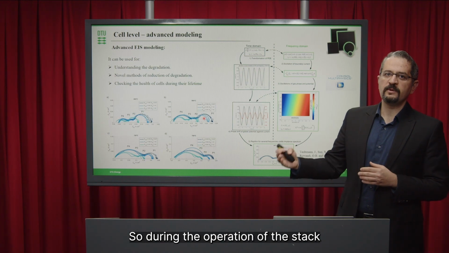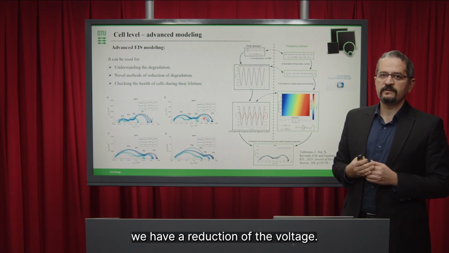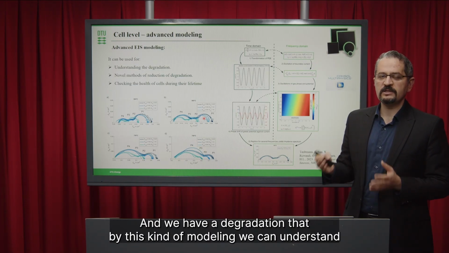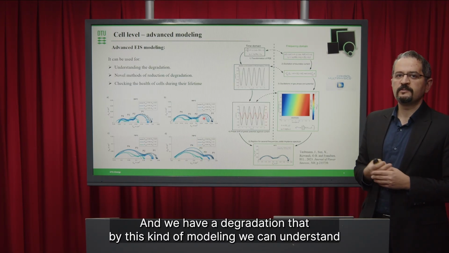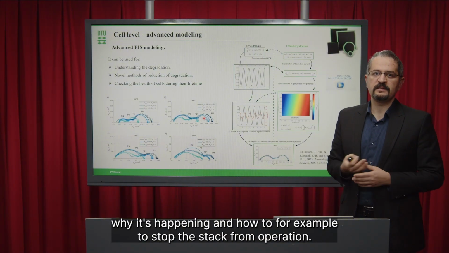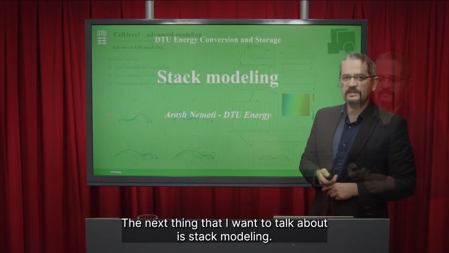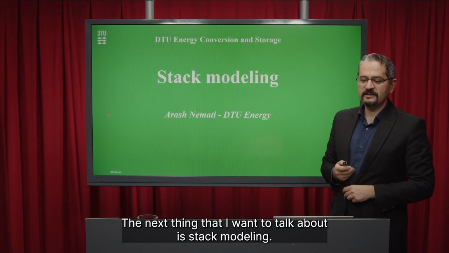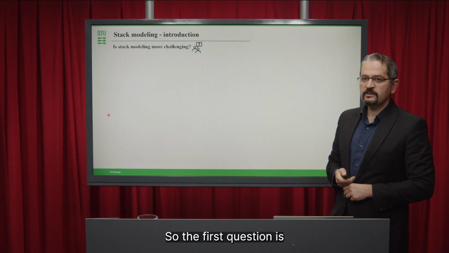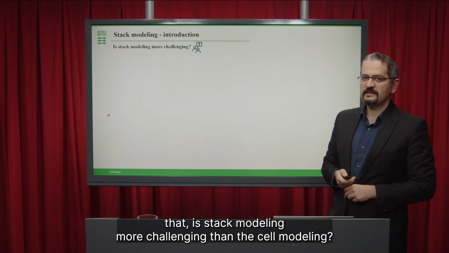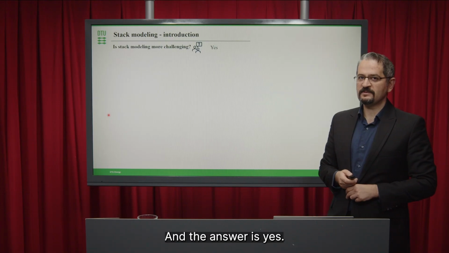During the operation of the stack, we have a reduction of the voltage, and we have a degradation that by this kind of modeling we can understand why it's happening and how to, for example, stop a stack from operation. So the next thing that I want to talk about is stack modeling. The first question is: is stack modeling more challenging than the cell modeling? And the answer is yes.